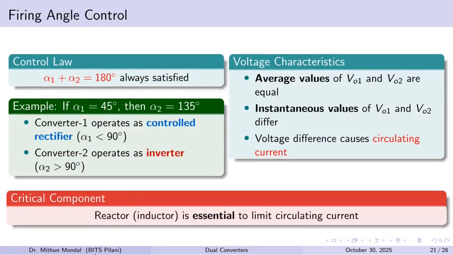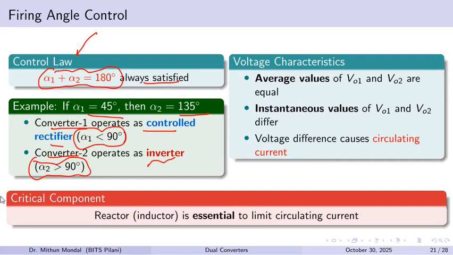We have seen that alpha 1 plus alpha 2 has to be 180 degrees, which must always be satisfied for this control law. So if alpha 1 is 45 and alpha 2 is 135, converter 1 will be operating as controlled rectification because alpha 1 is less than 90 degrees, and converter 2 will be operating as inversion because alpha 2 here is greater than 90 degrees. So the one with alpha less than 90 will be in rectification mode, and the other will be in inversion mode with alpha greater than 90 degrees.